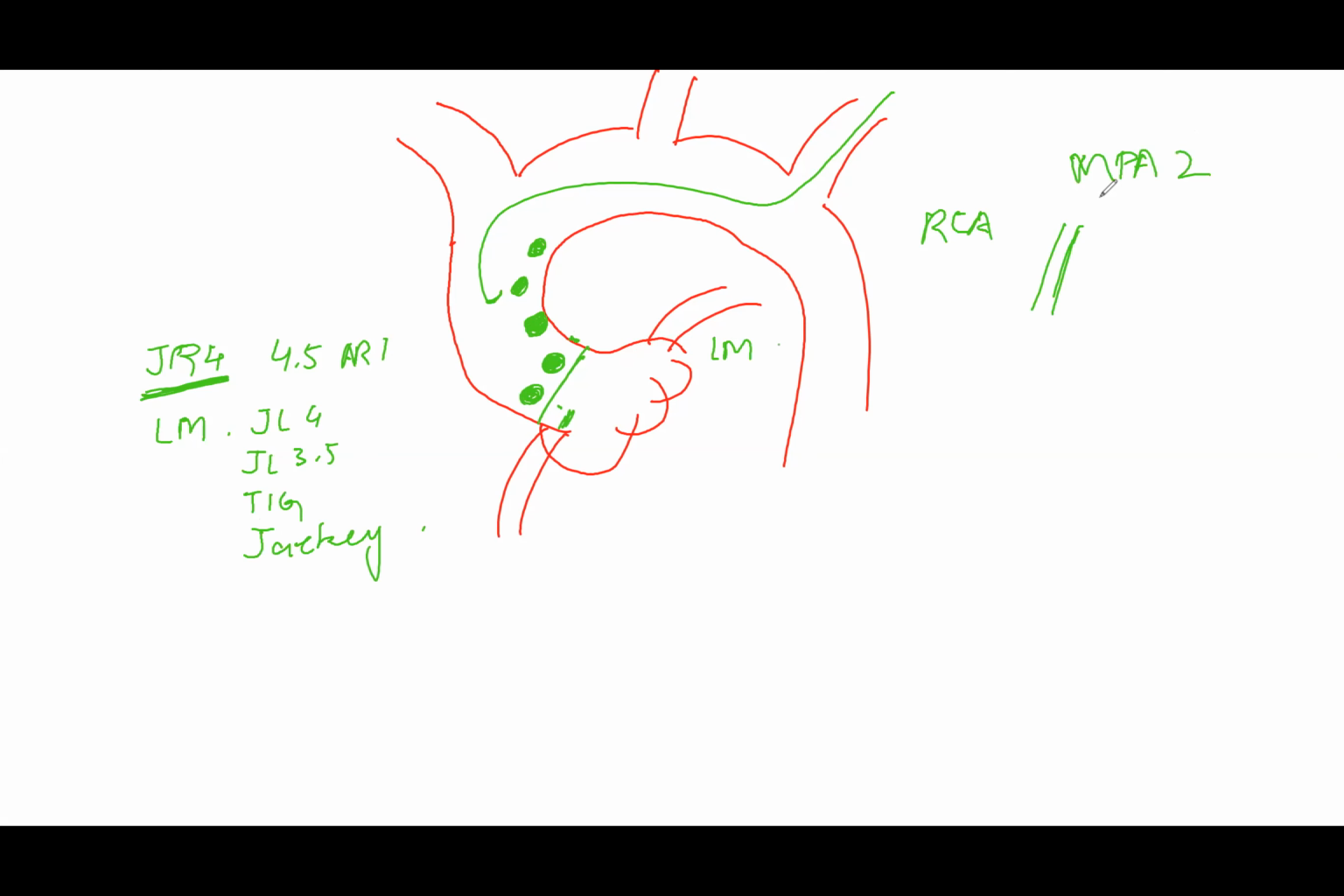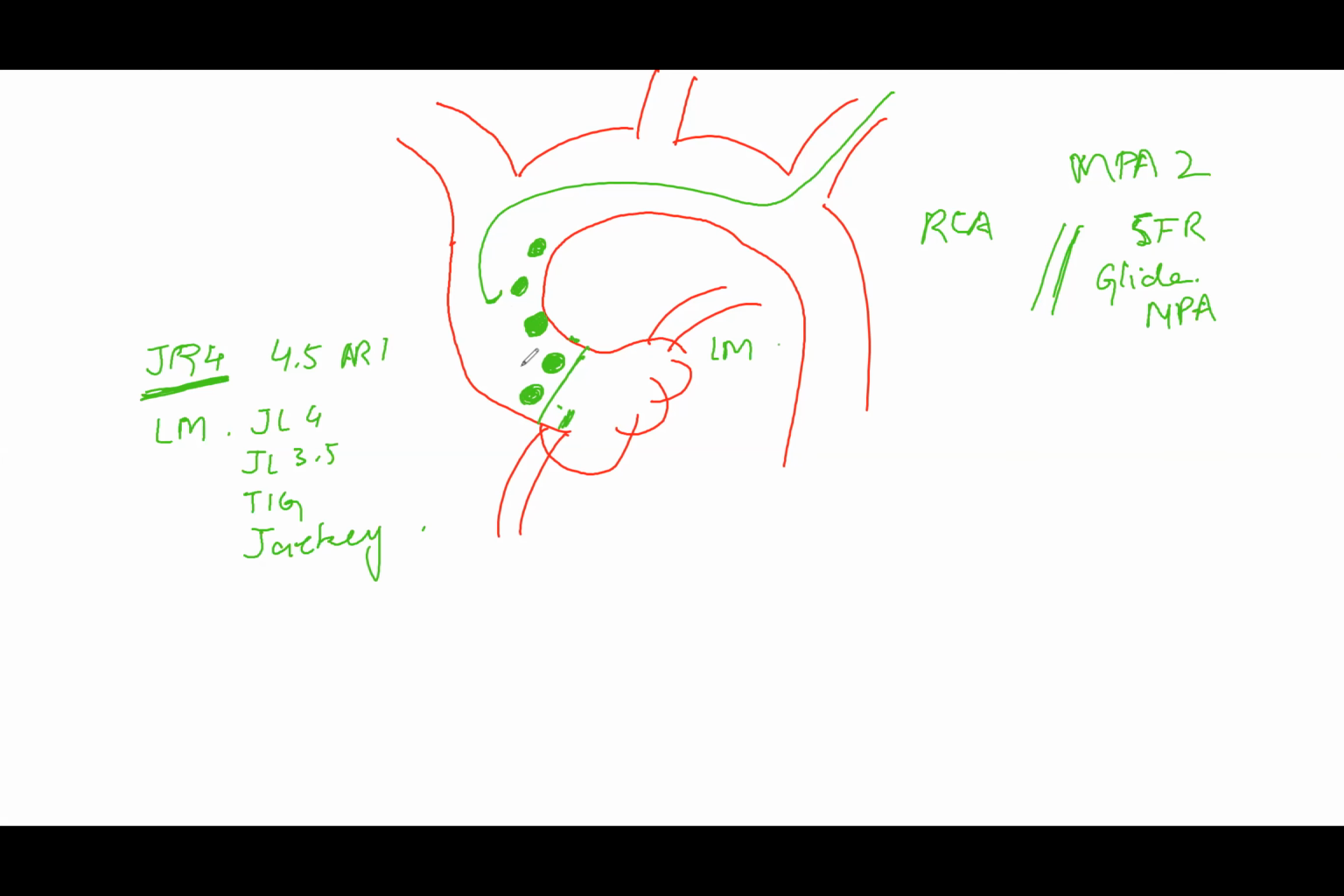MPA2, and I prefer to use a smaller, like a 5 French catheter, rather than a 6 French catheter for these, because it's easier to manipulate. The other thing that I like to use, which we do not have, is the Glide MPA, or multi-purpose catheter. Glide multi-purpose is really nice to use.